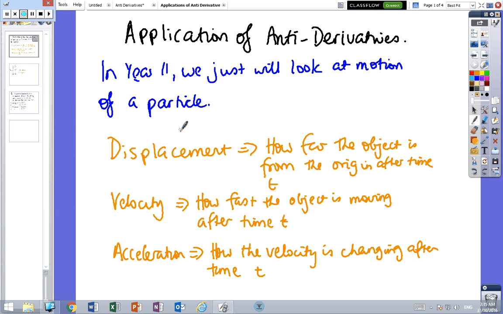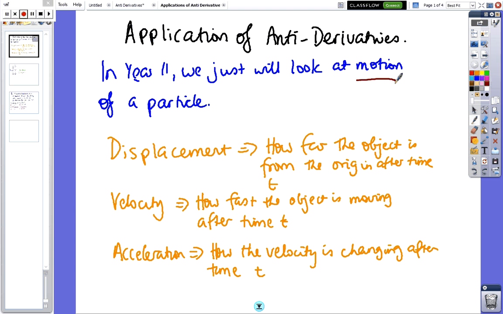Okay, so we're looking at the only application we have to look at in Year 11 Methods, and that's the application of antiderivatives to motion of a particle. Movement of a particle. Just some definitions for the people who don't remember their physics from Year 10 or this year.